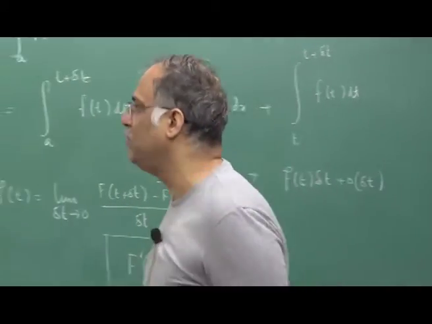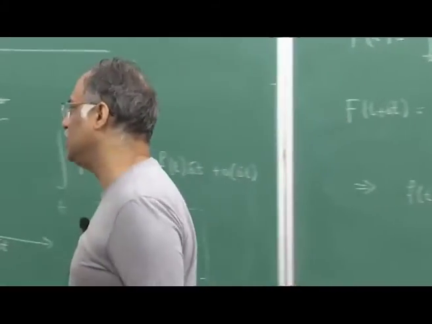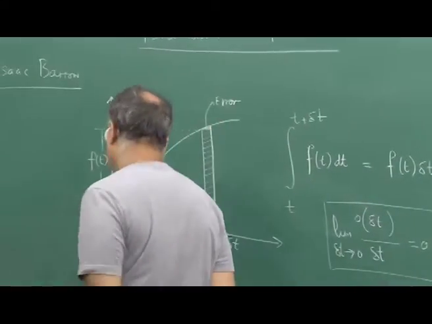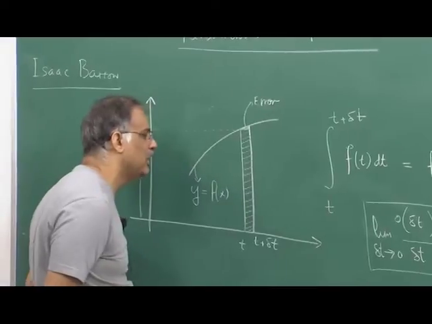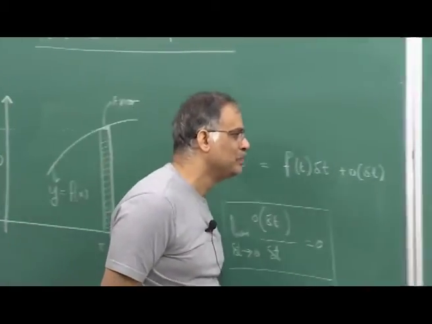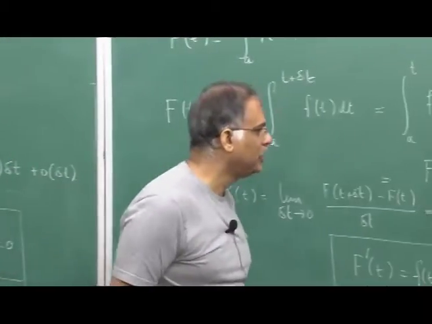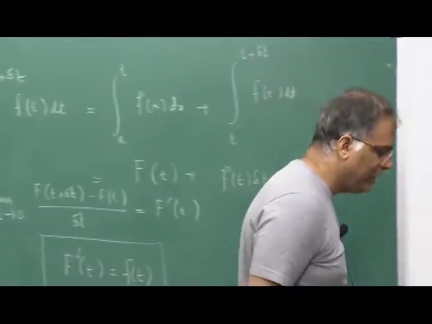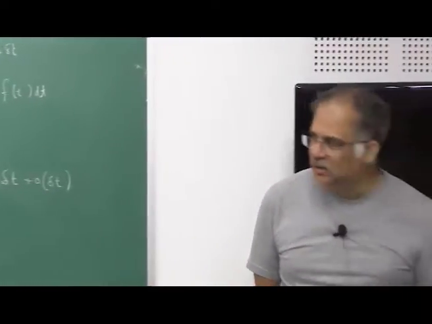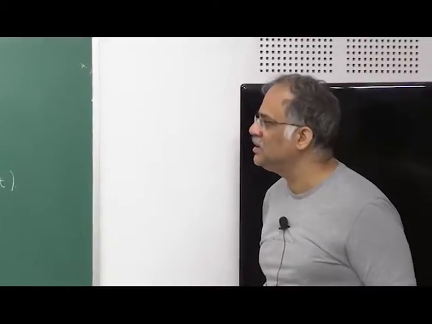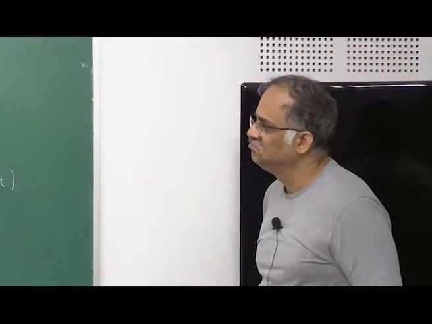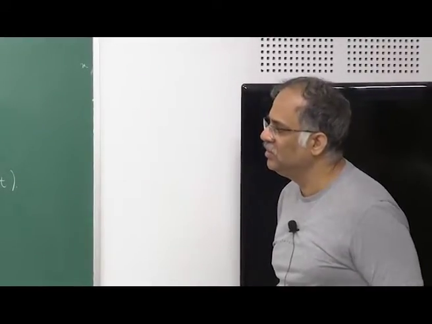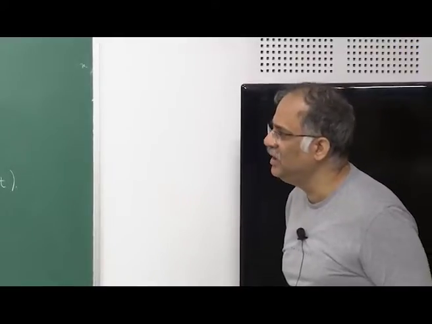So Isaac Barrow had this geometrical idea, which was later on expounded by Newton and Leibniz, but Newton and Leibniz essentially thought that this was just a kind of curiosity, possibly a result which is there, and that's all.